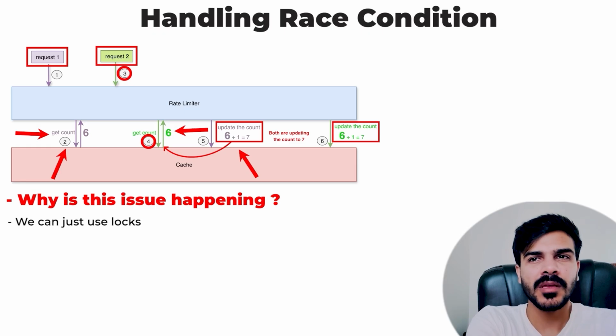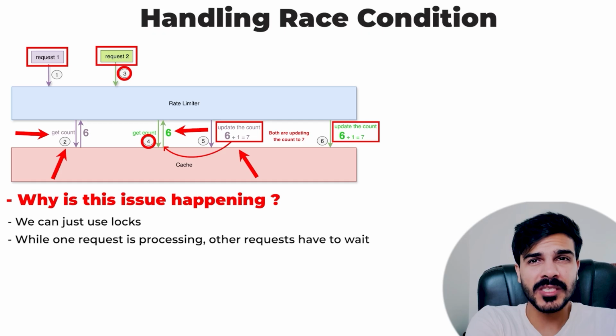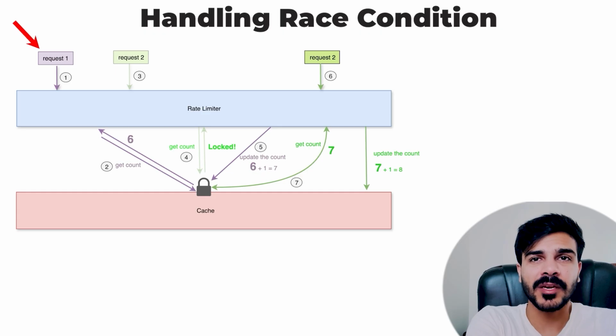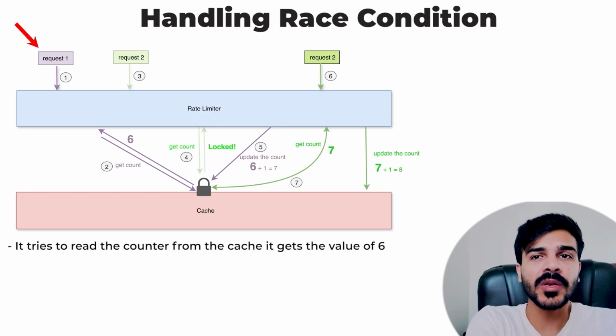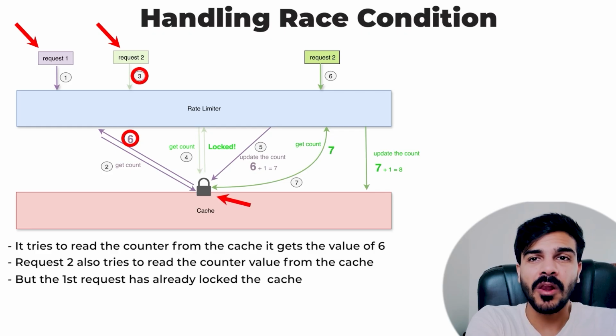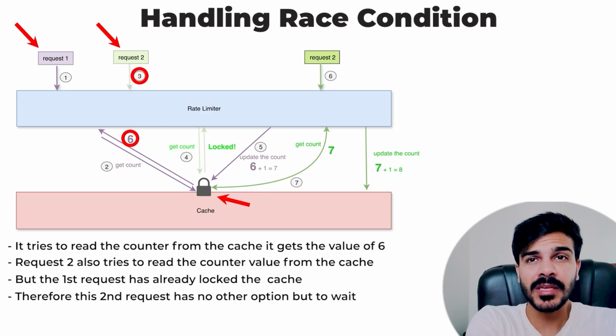Now, what is a lock? A lock means that while one request is processing, other requests have to wait. Once the first request is done, it would release the lock and then only the next request can be processed. So let's take a look at this updated diagram. We have the request 1 marked in purple. It tries to read the counter from the cache. It gets the value of 6. Now request 2 comes in at step 3. This request also tries to read the counter value from the cache, but the first request has already locked this cache. Therefore, this second request has no other option but to wait.